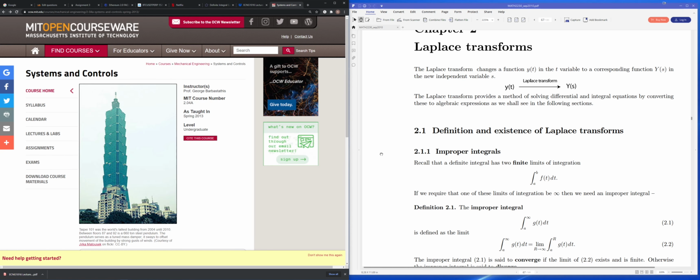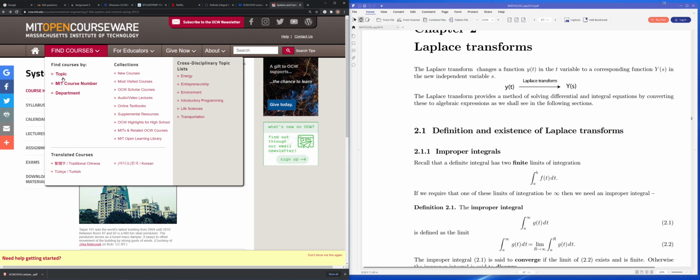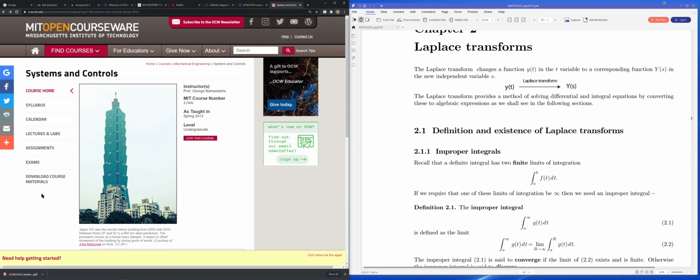So the main application for Laplace transforms is solving differential equations. In particular, where you're going to use Laplace transforms to solve differential equations is when you're doing controls. As an example, this is a course at MIT, Systems and Controls.